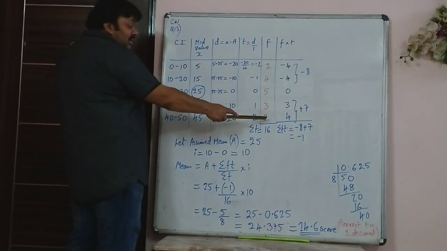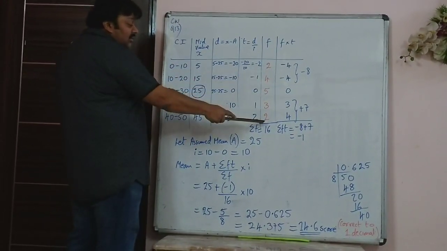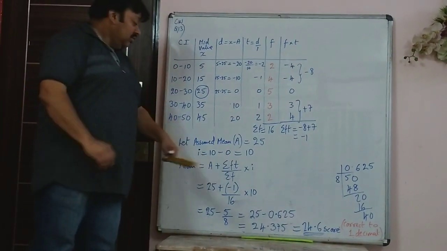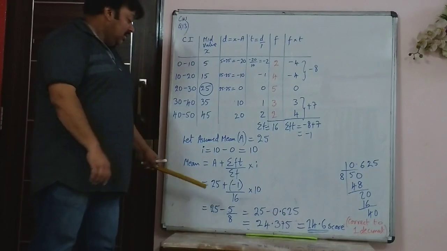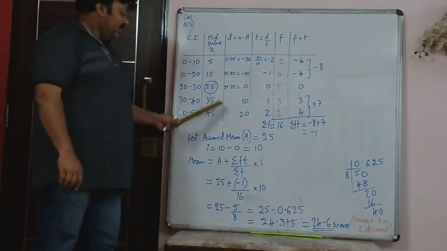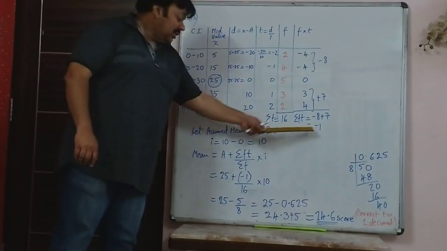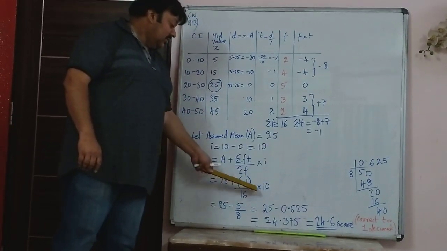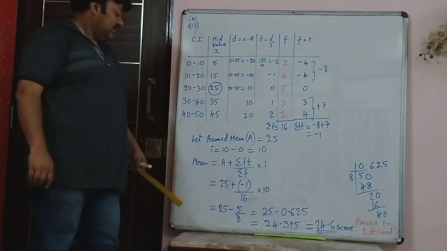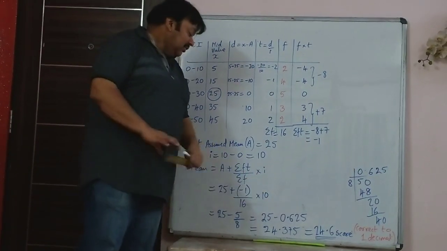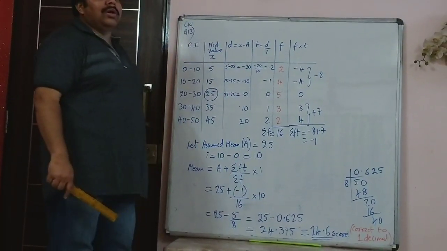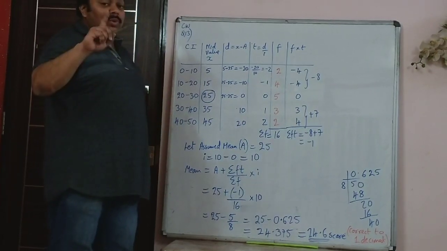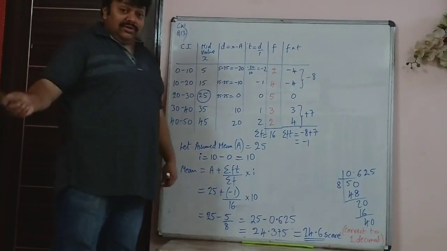Sigma f, addition of all these frequencies, will give you 16. So mean is, use the step deviation formula. A is 25. Sigma f of t is minus 1. Sigma f is 16 and class size is 10. So when you do the calculations, you get 24.375. You have to find the answer correct up to 1 decimal. Question is given.